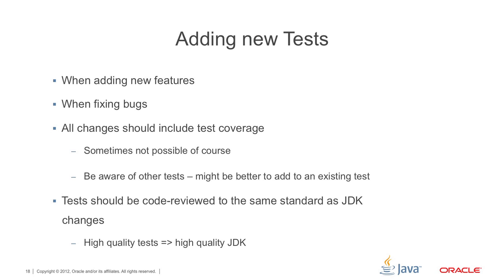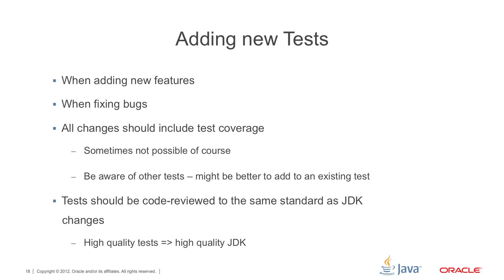I think I mentioned earlier about fixing a bug that takes 48 hours to reproduce. It wouldn't make sense to include an automated test for that. That's something for elsewhere. When you're adding tests, just be aware that there may be tests for this area already. So it may actually be better in some cases to add additional coverage to an existing test rather than duplicating and writing completely new tests.